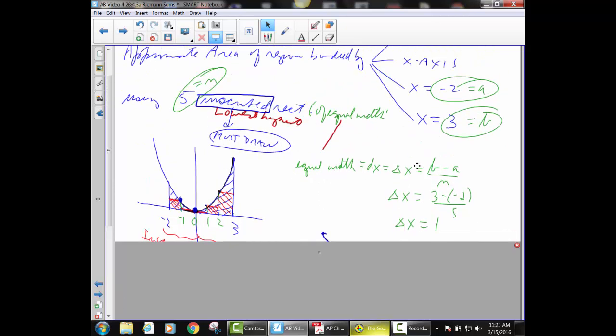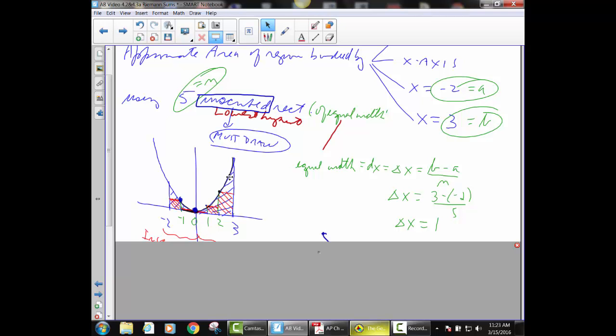Equal width, so the width is b minus a over n, which is 3 minus -2 over 5. So to get from -2 to 3 in 5 equal steps, I'm going to have to go up by 1 each time. So label those spots: -2, -1, 0, 1, 2, 3, adding 1 each time. Now they wanted inscribed, which is the lowest height.